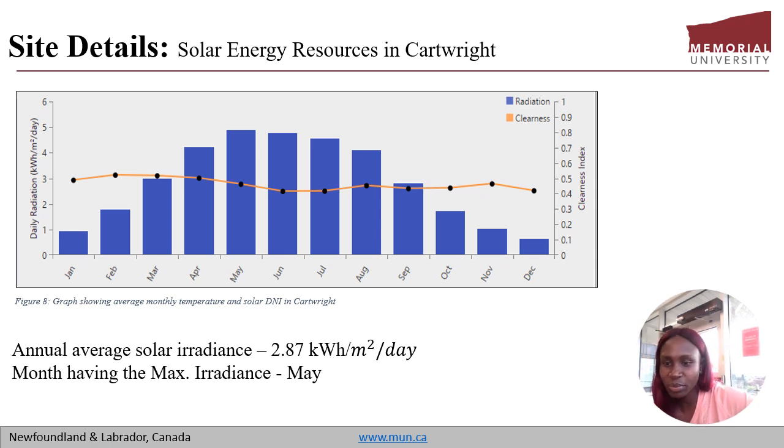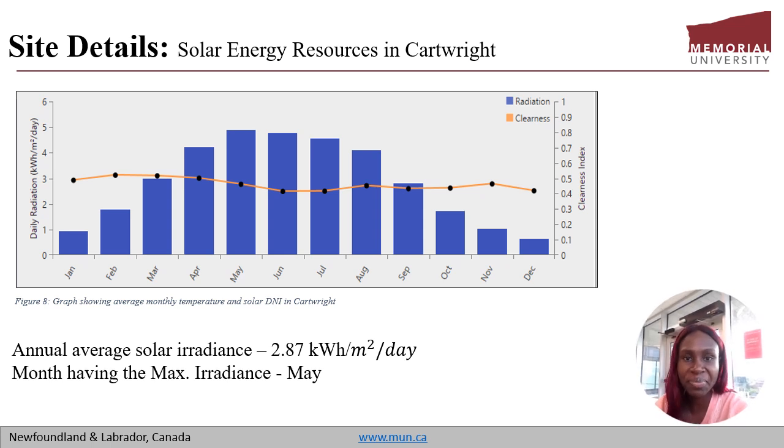On this slide, we'll be talking about the solar energy resources in Cartwright. The graph shows the average annual solar irradiance of 2.87 kilowatt hours per meter squared per day. The month having the most irradiance is May, followed by June and July, as we can tell from the seasons when it is summer. So I'm going to be passing the presentation to my colleague Jonathan right now.